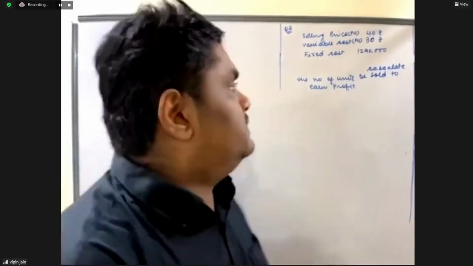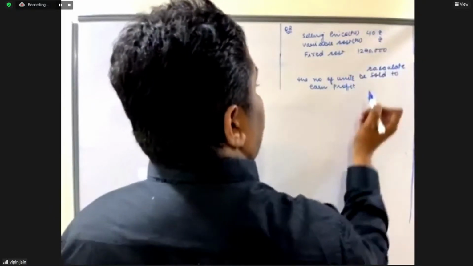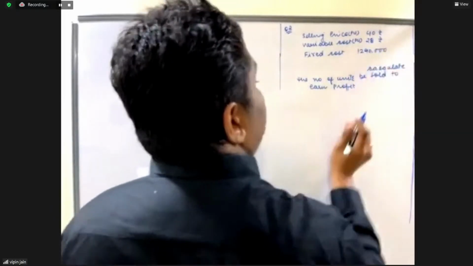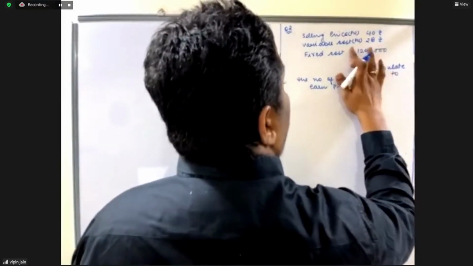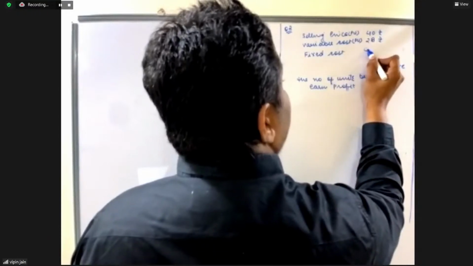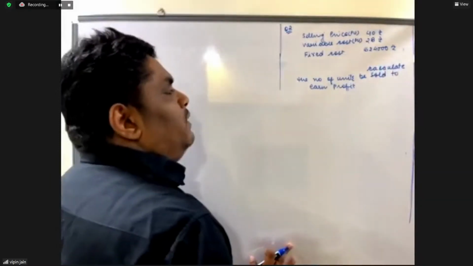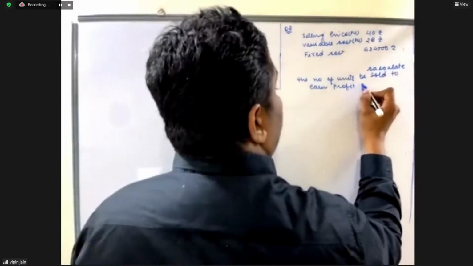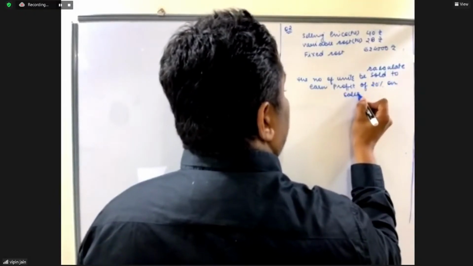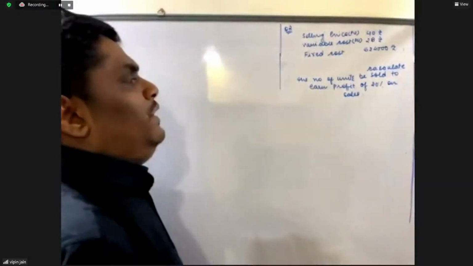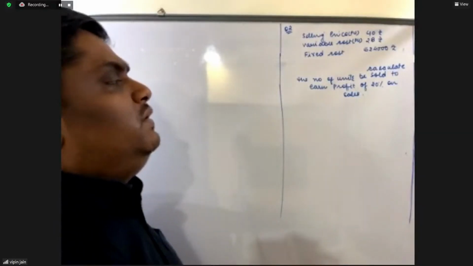Very good, Rashmi. Your answers are correct. So let's say my selling price per unit is 40. My variable cost per unit is 28. Let's say my fixed cost is 6,24,000. Now you have to calculate the number of units to be sold to earn a profit of 20% on sales.